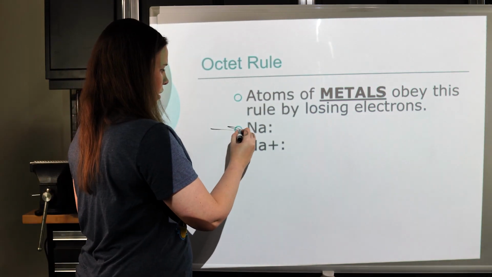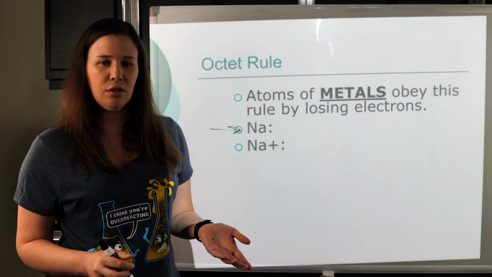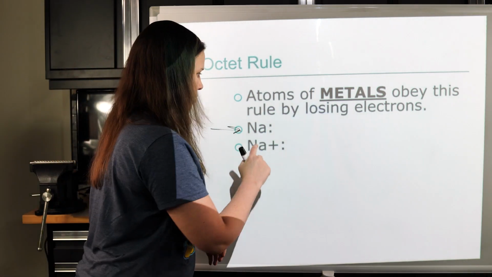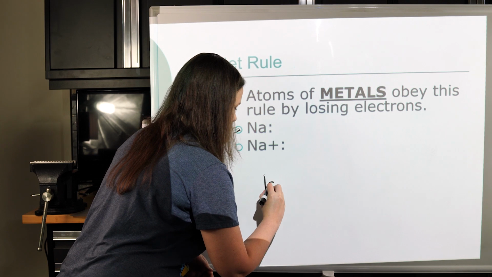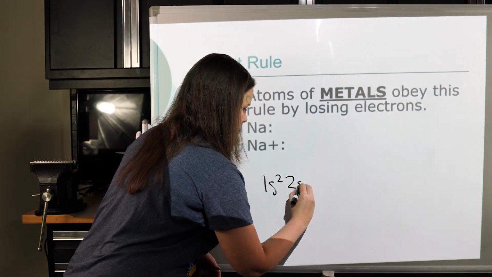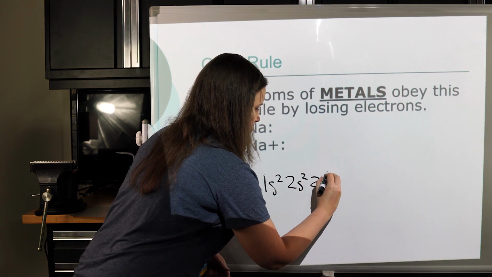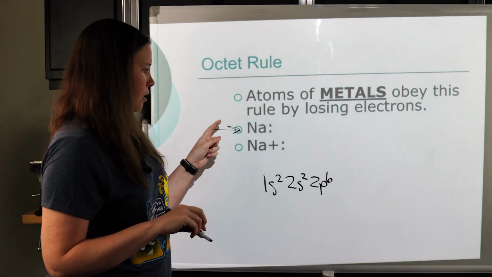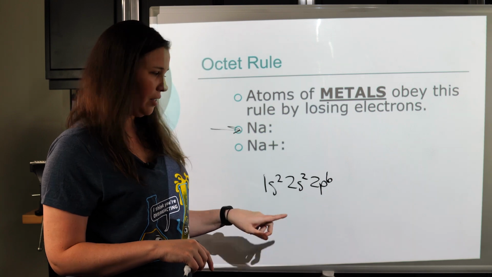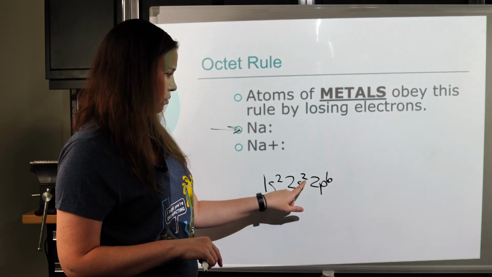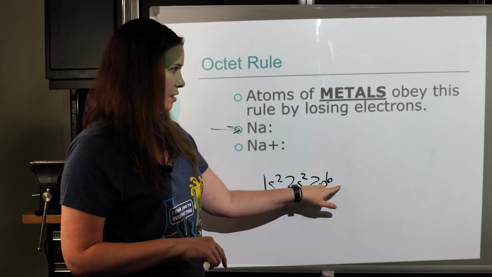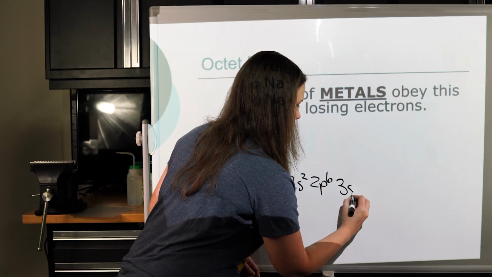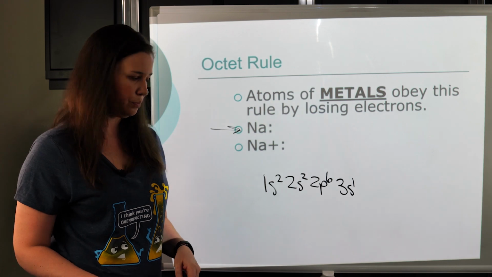So let's start with regular sodium. I want to write out the electron configuration for sodium so that we can see what happens when we gain or lose electrons. So we would start at the beginning, 1s2, 2s2, 2p6. That's going to get us all the way through neon. And then sodium has 11 electrons, right? So far we've got 2, 3, 4, 5, 6, 7, 8, 9, 10. We still need one more. So that's going to come from the 3s1 orbital.